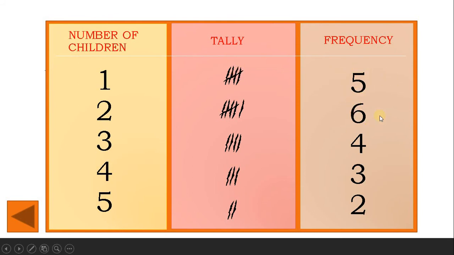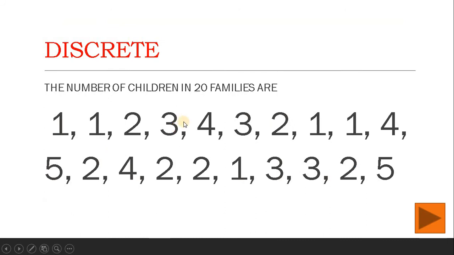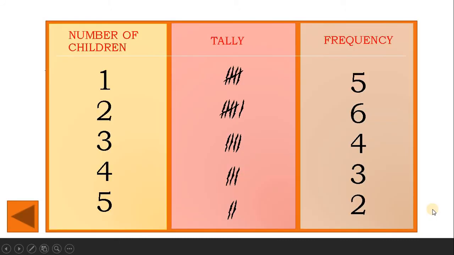We have 6 families that have two children, and so on and so forth. Now, to check the work, if you counted them all correctly, you need to total this one. So we have 5 plus 6, 11, plus 4, 15, plus 3, 18, and plus 2, 20. So going back here, it has 20 families, meaning to say our table is correct.